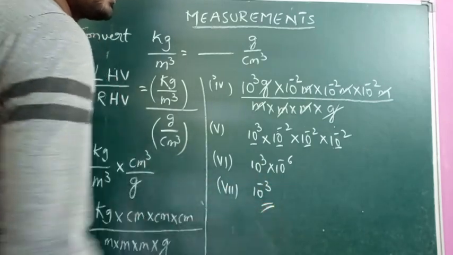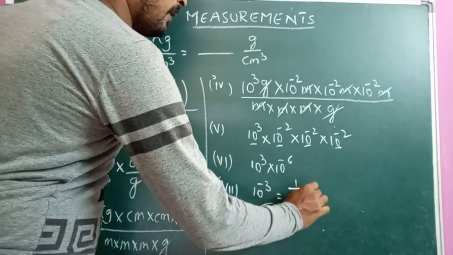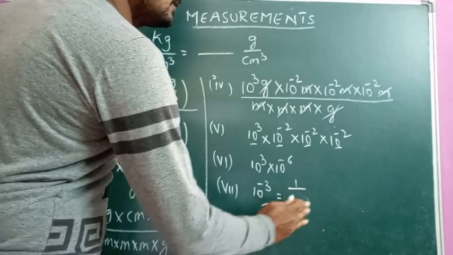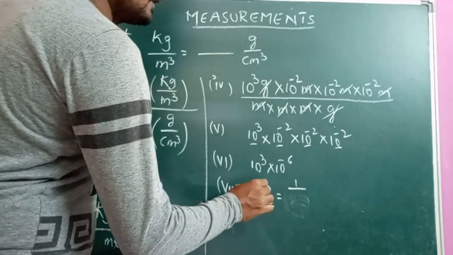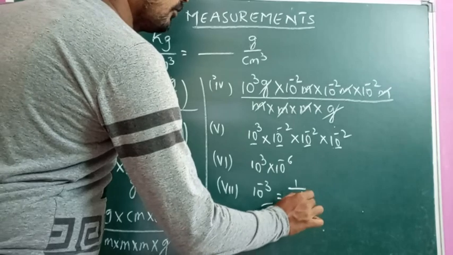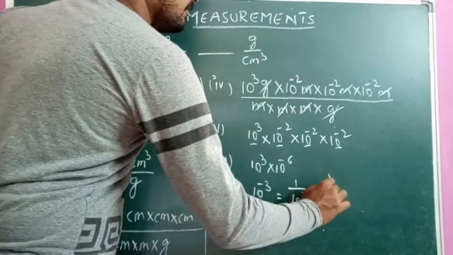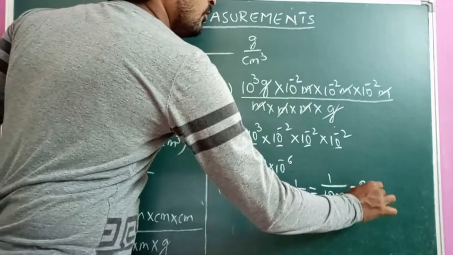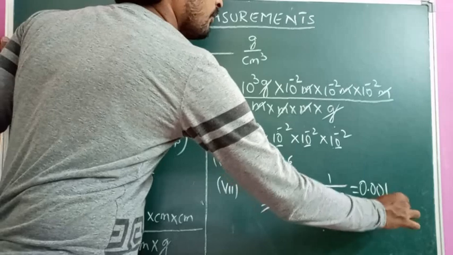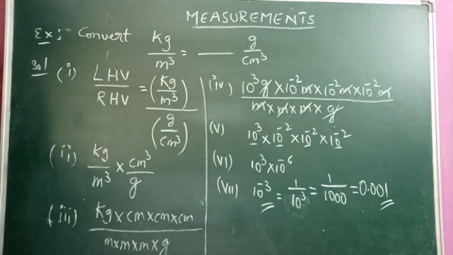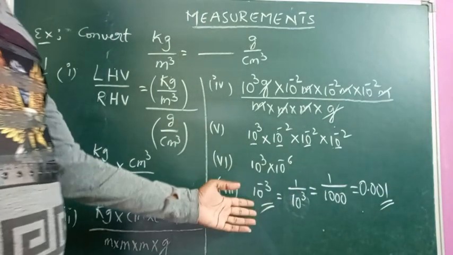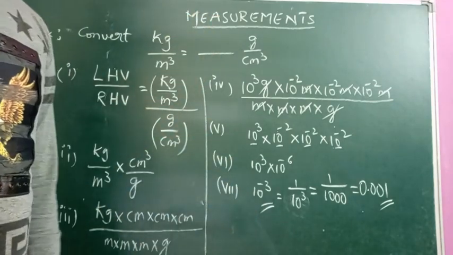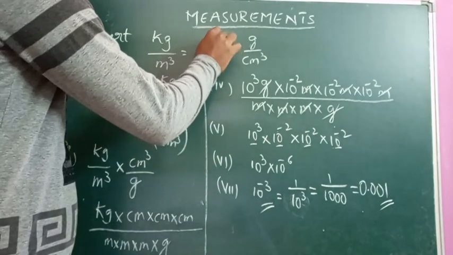It is the answer. This can also be written as 1 by 1000, or 1 by 10 power minus 3. If you send this to the denominator, that is 10 power plus 3, so this can also be written as 1 by 1000, that is 0.001. It is the answer. But most of the values are in these 10 power forms, so we can write this as 10 power minus 3. It is the answer.